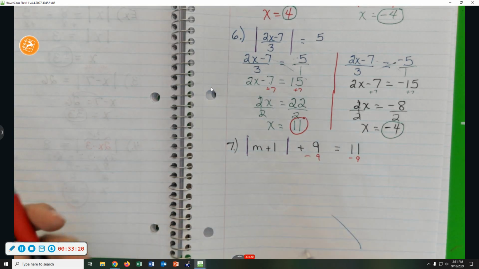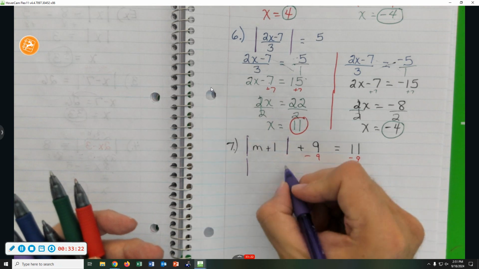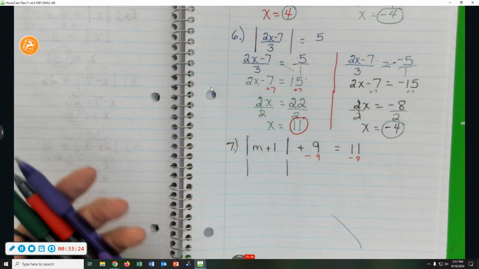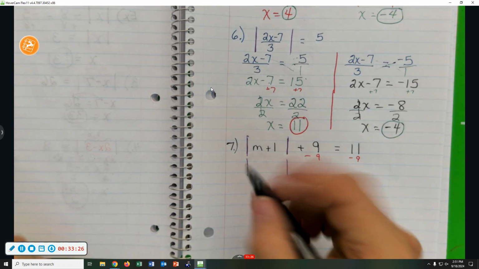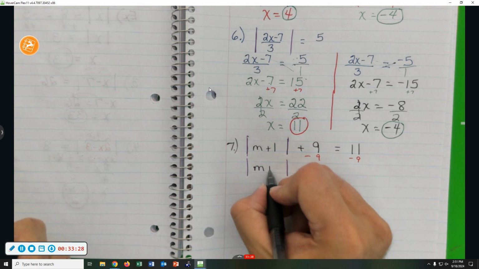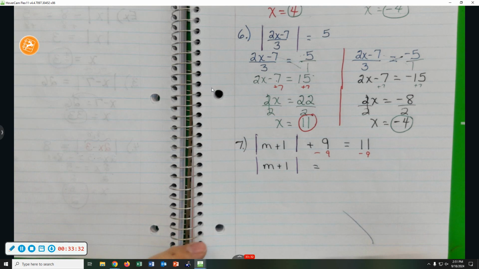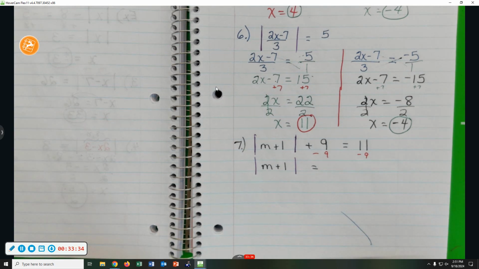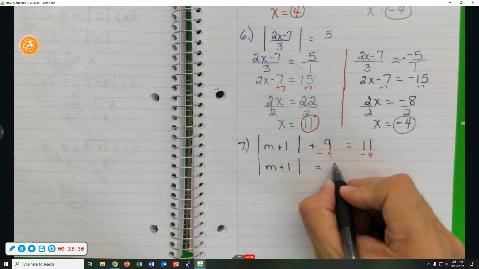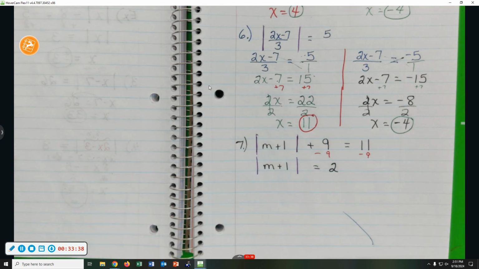So we have absolute value of m plus 1. And at this point, I'm going to hope I have a negative number on the right, so I can say no solution and stop. Am I that lucky? No, 11 minus 9, 2. But either way, after everything y'all did in the last assignment, this ain't that bad, is it?